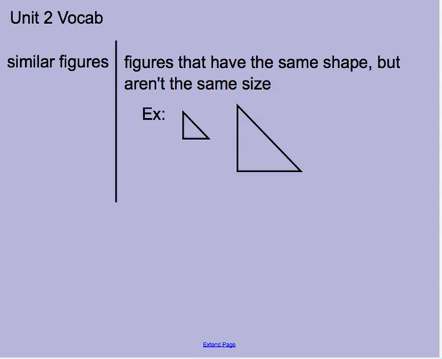Last day of Learning Target 11, we're going to take a look at some similar figures. Those are figures that have the same shape, but not the same size. So if you look at my example here, we've got these two right triangles. One's bigger than the other, but you can tell that they have the same shape, so they are called similar.